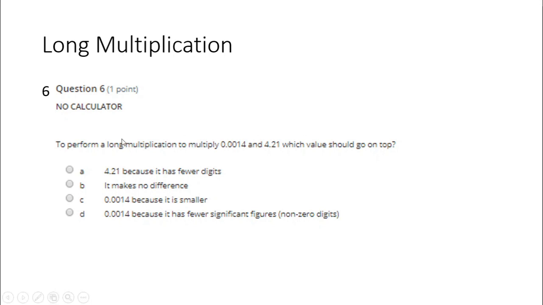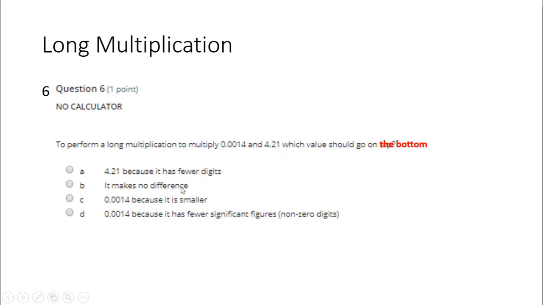But this shouldn't be what should go on top. It should be what should go on the bottom, because my options here don't help me to find what goes on top. So to perform a long multiplication, to multiply this and this together, what value should go on the bottom? Should it be this value because it has fewer digits? So when I'm multiplying it through, I do 1 times this, 2 times this, 3 and 4 times this. So I got 3 lines of working.